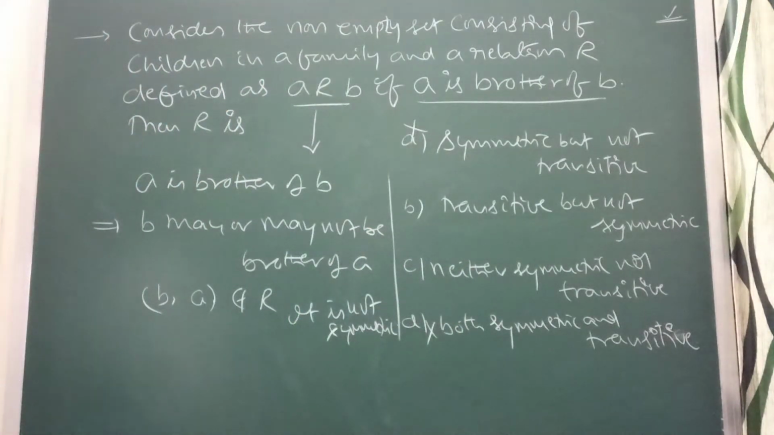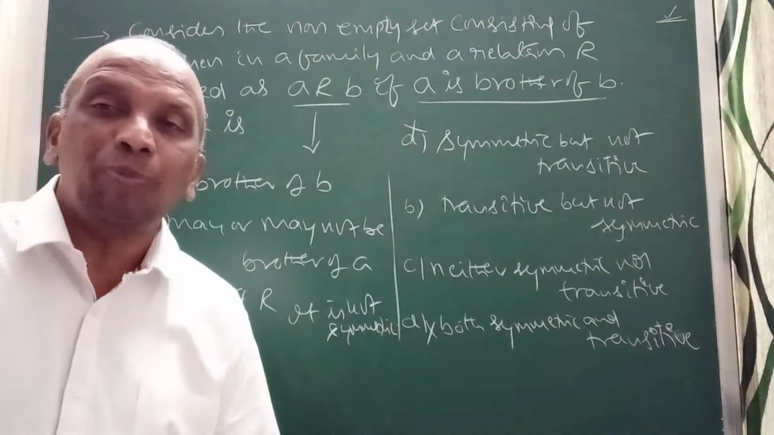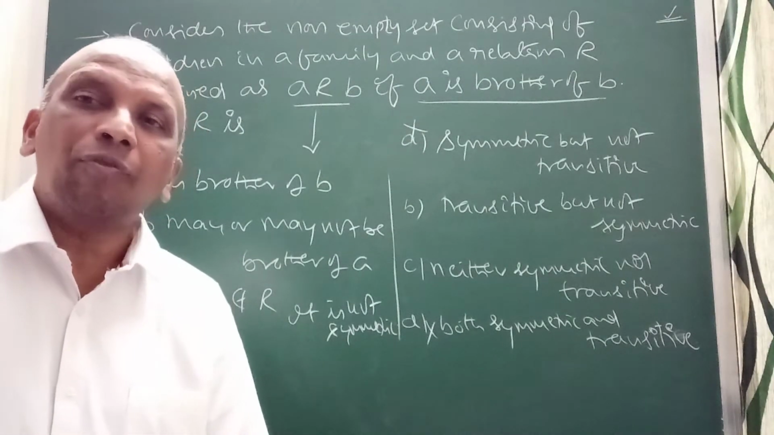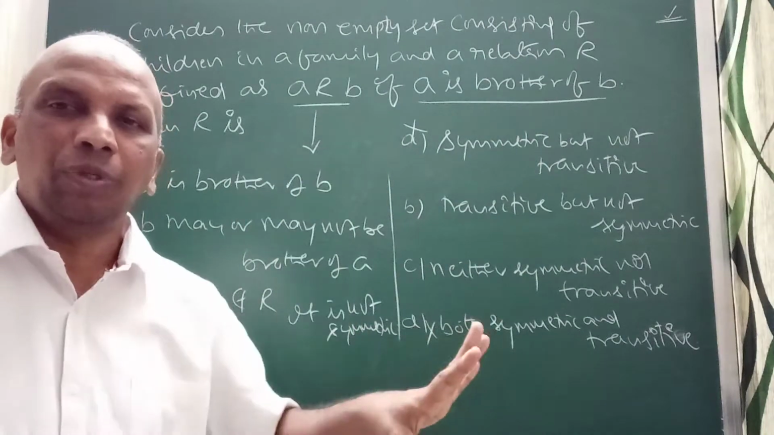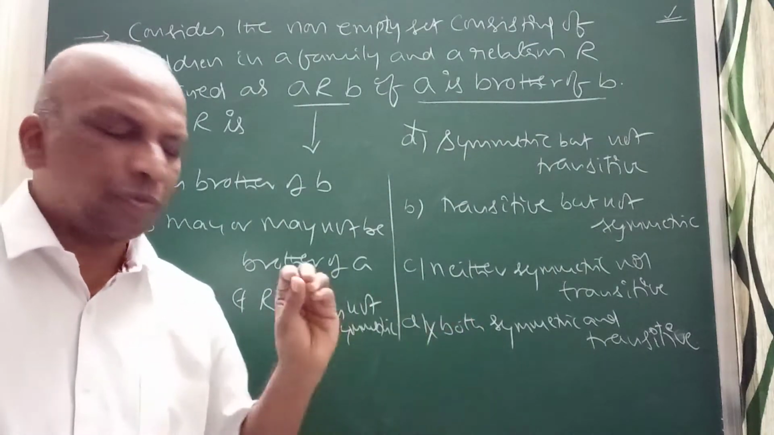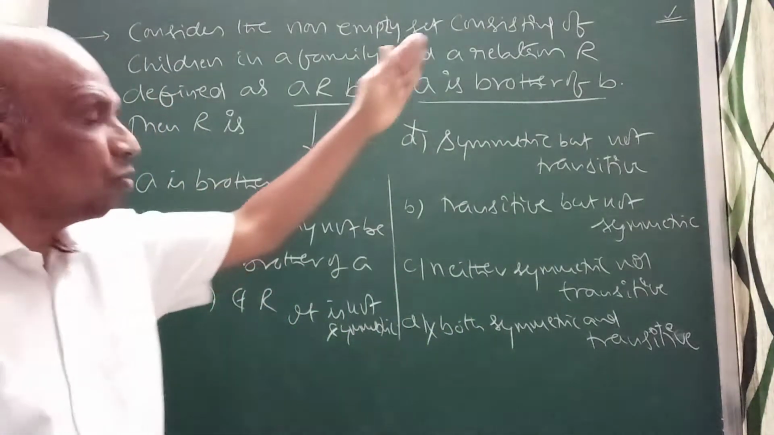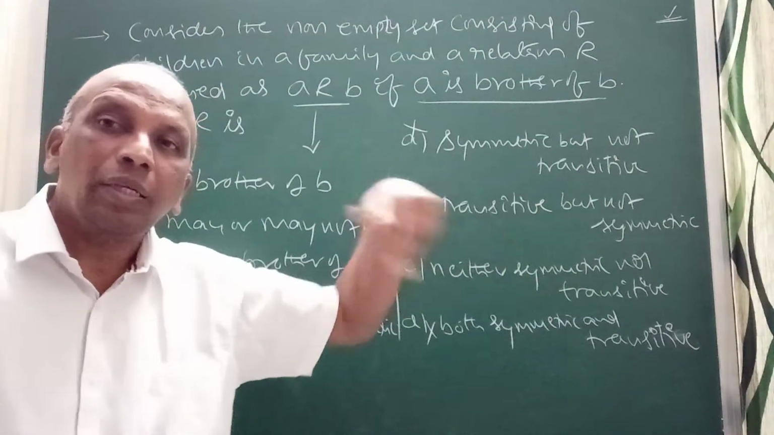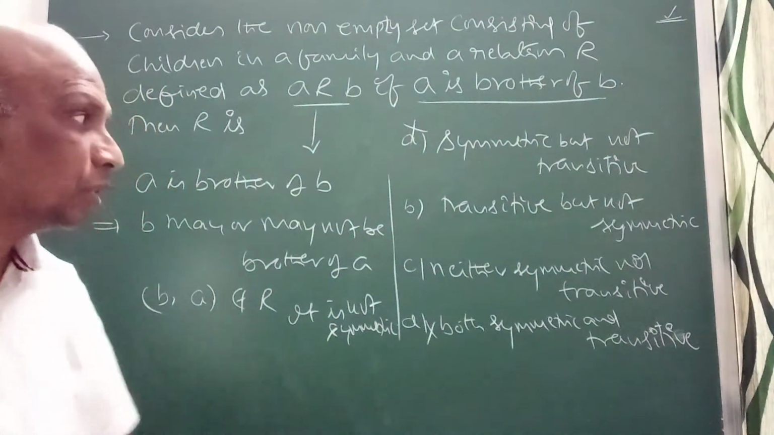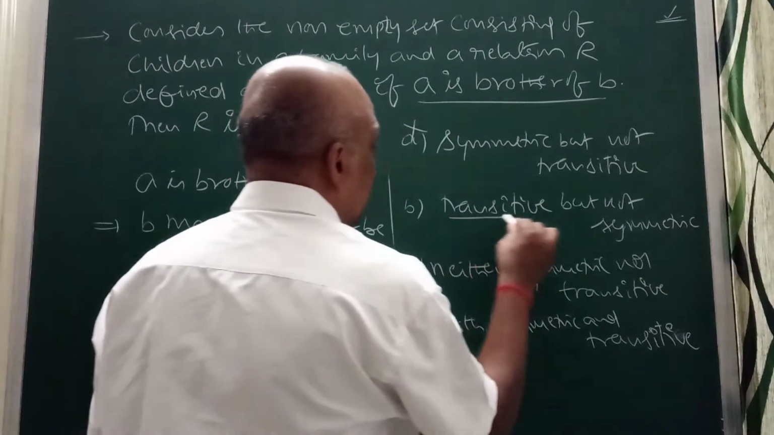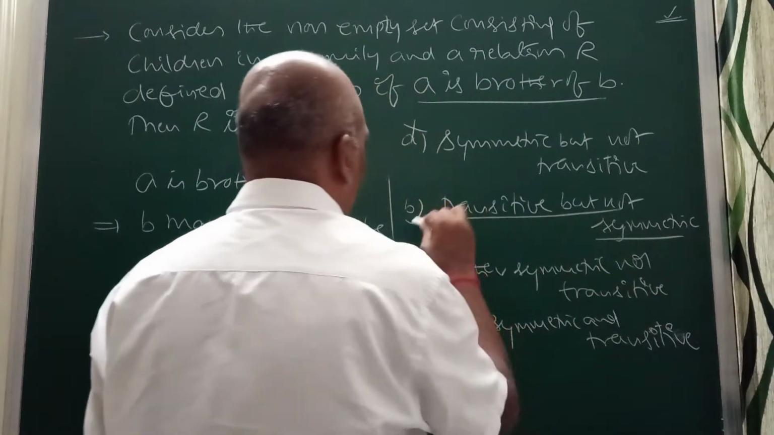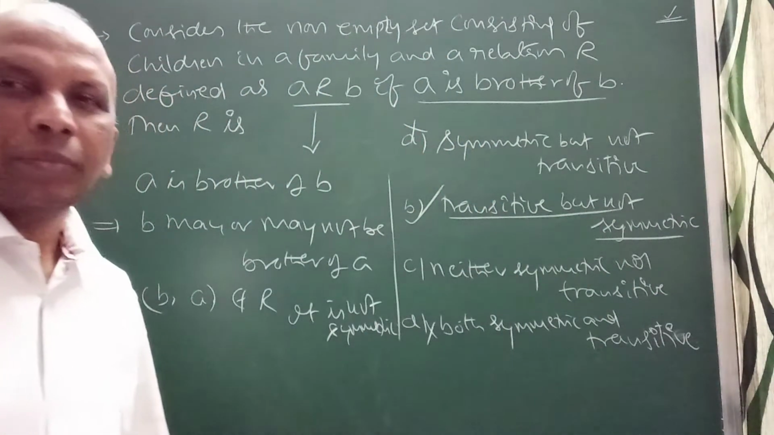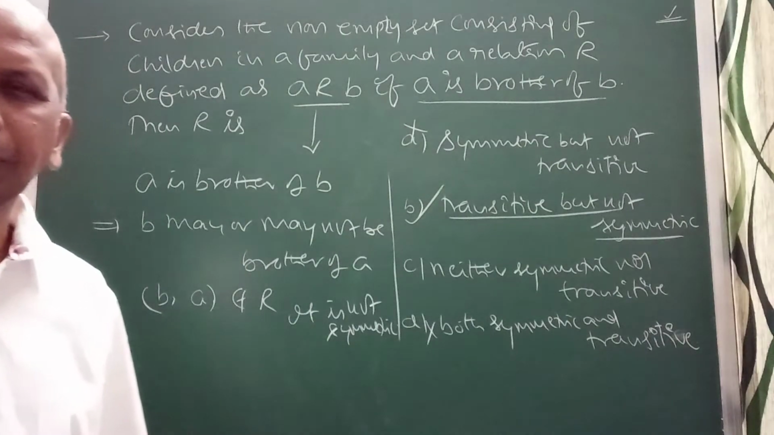Now coming to this. When A is brother of B and B is brother of C, definitely A is brother of C. It is transitive, no doubt in that, right? Just a simple thing. So your answer is transitive but not symmetric, option B.